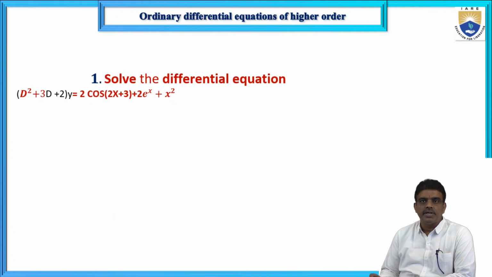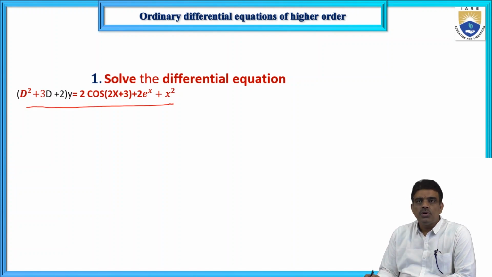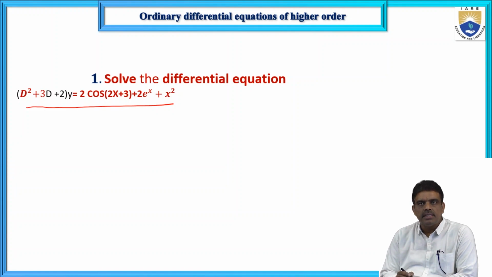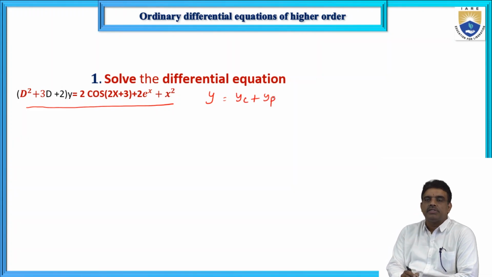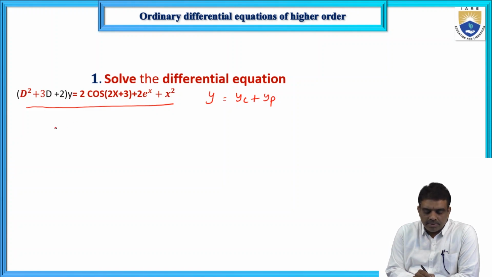Solve the differential equation (D² + 3D + 2)y = 2cos(2x + 3) + 2e^x + x². Clearly, the given equation is a second order differential equation, and the solution of this equation will be the complementary function plus particular integral, which can be written as yc + yp. So now I will go step-by-step.